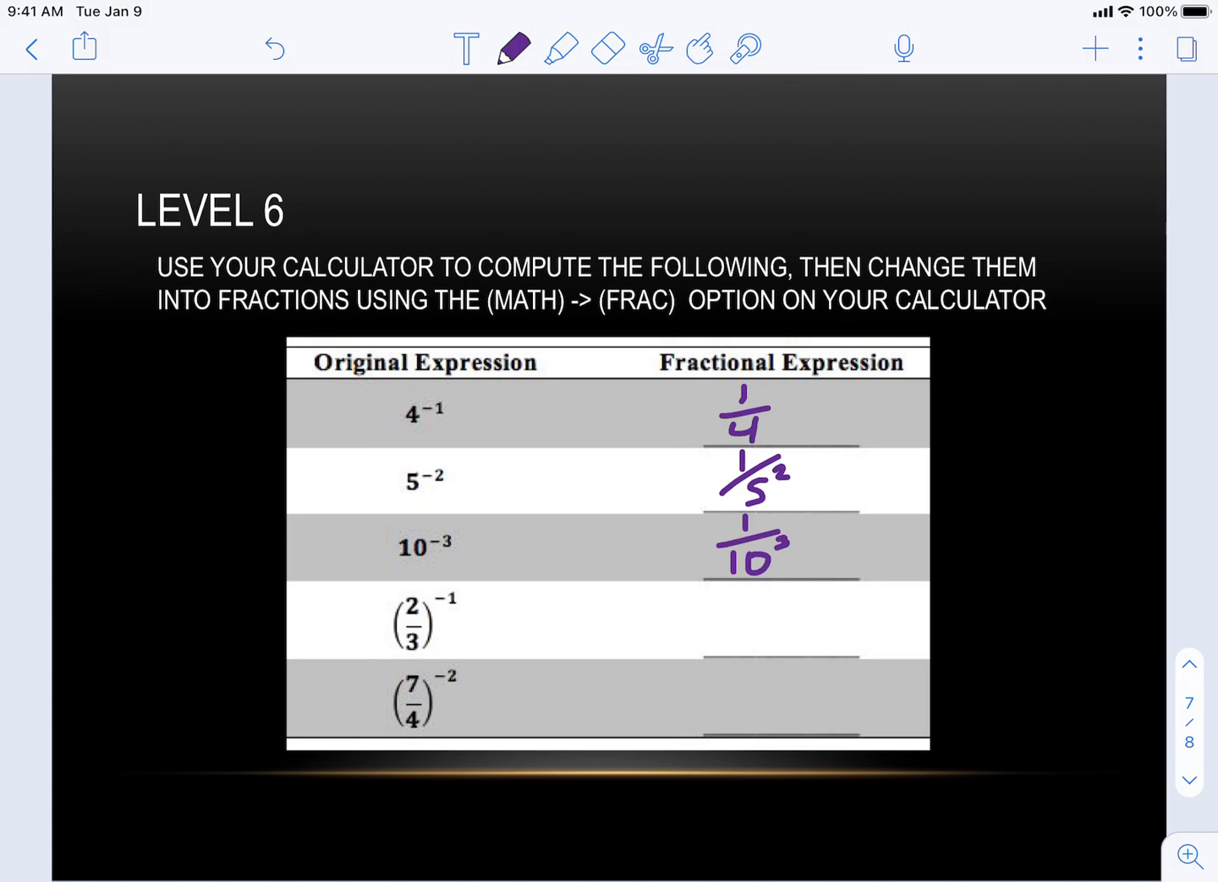And then when you have an actual fraction where you're starting with it, you just flip the fraction. So this would be 3 over 2 to the positive 1. And with that last one, we could either make it 4 over 7 to the positive 2 like that, and we could simplify that a little bit further and make it 4 squared over 7 squared like that.